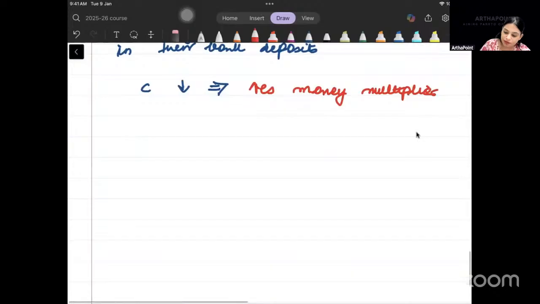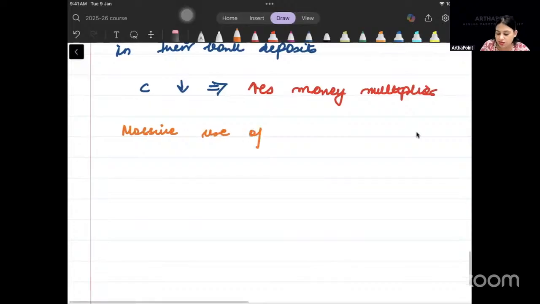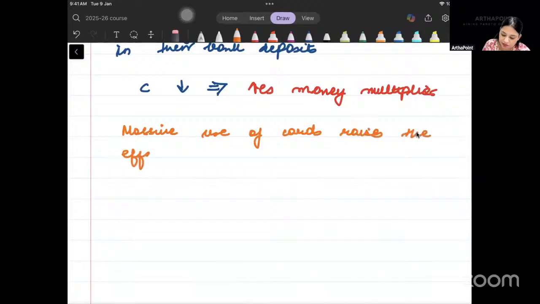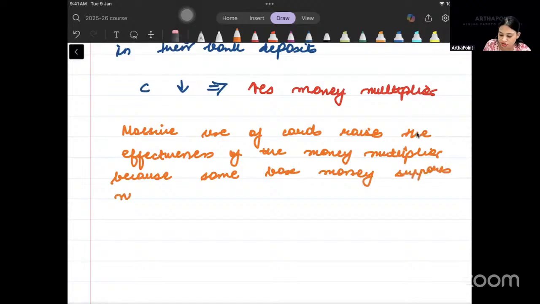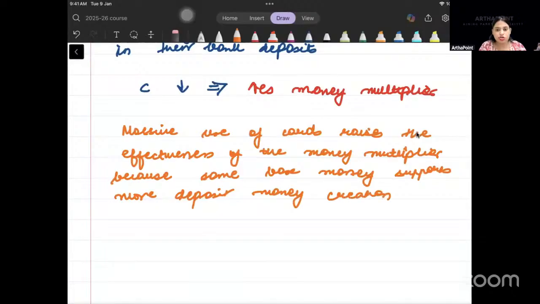Okay. So please write down, massive use of cards raises the effectiveness of the money multiplier because same base money supports more deposit money creation. More deposit money creation. Okay.